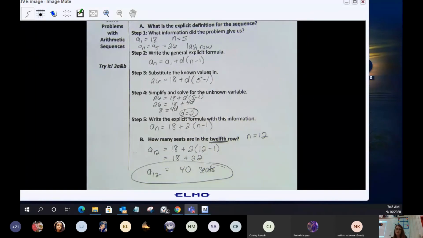Are there any questions on that? Will we ever get a question where we have more than one unknown variable? No, because you can't do that.